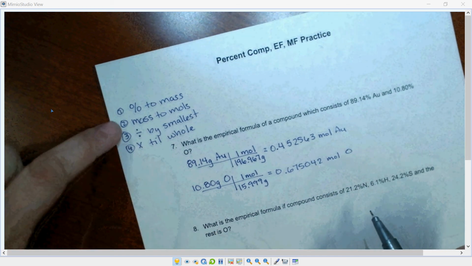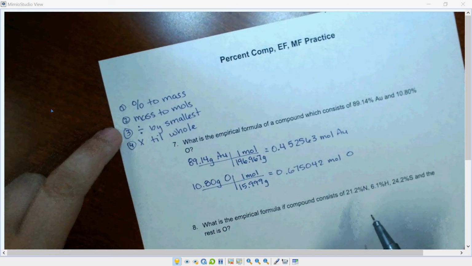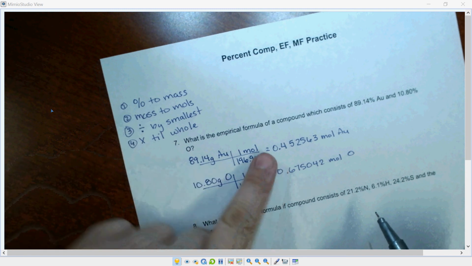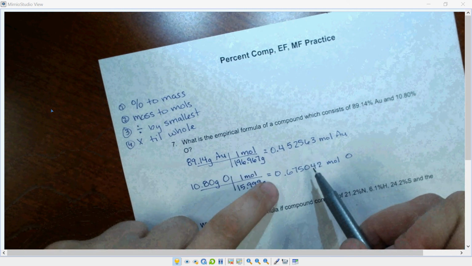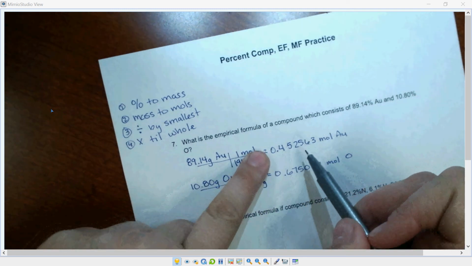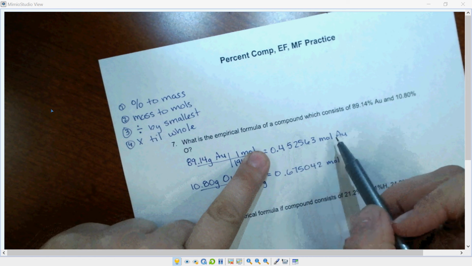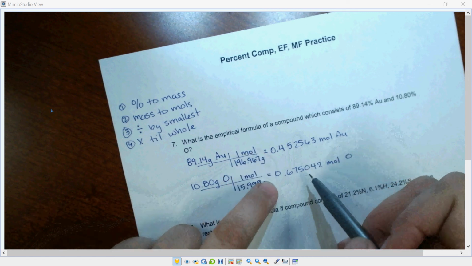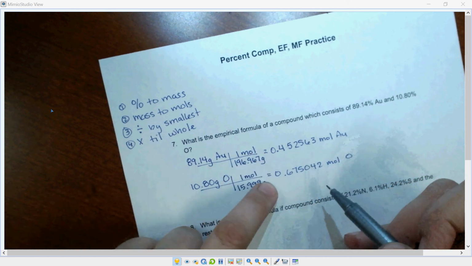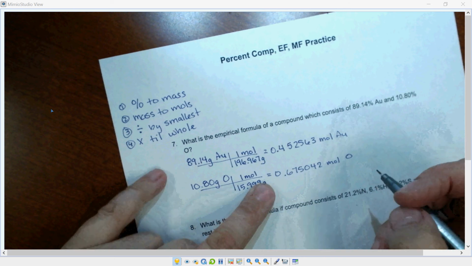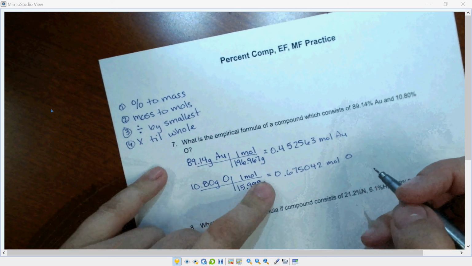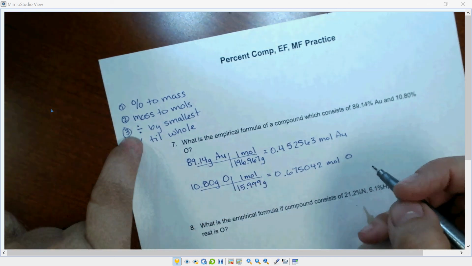So that's the mass to mole step. Next is divide by the smallest. So once you get to this phase, this is a ratio. What this tells me is for every 0.452563 moles of gold, there is 0.675042 moles of oxygen in this particular compound. But I need to be able to represent these as whole numbers. So to do that, I divide by the smallest.